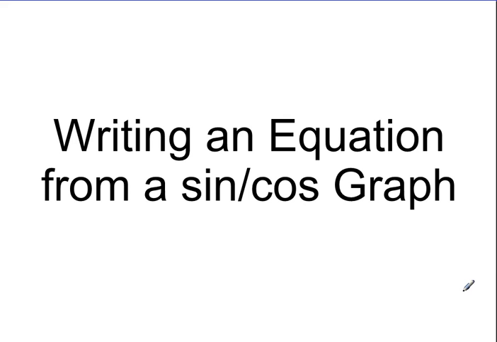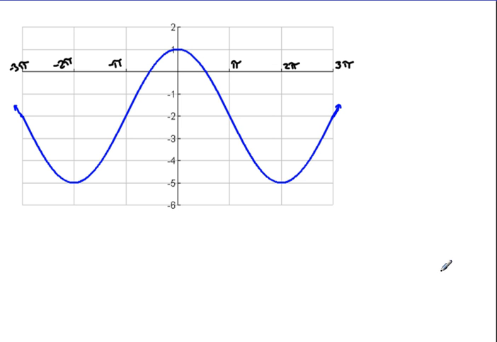Let's take a look at writing an equation for a graph when the graph given is either a sine or a cosine function. Looking at this graph, we can see that the horizontal units are each 1 pi and the vertical units are all 1. To get us started, let's try and identify what our amplitude is.